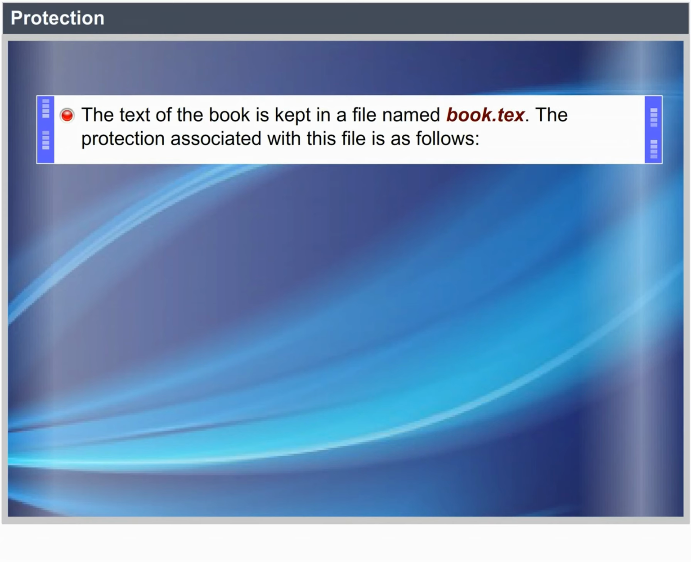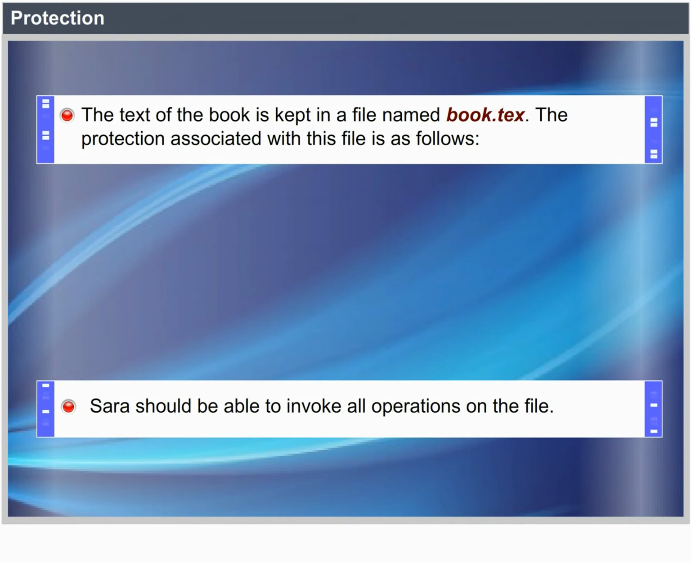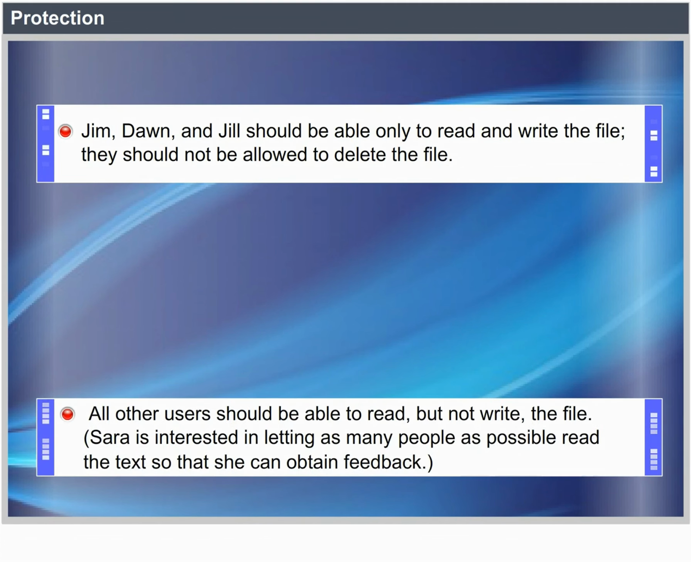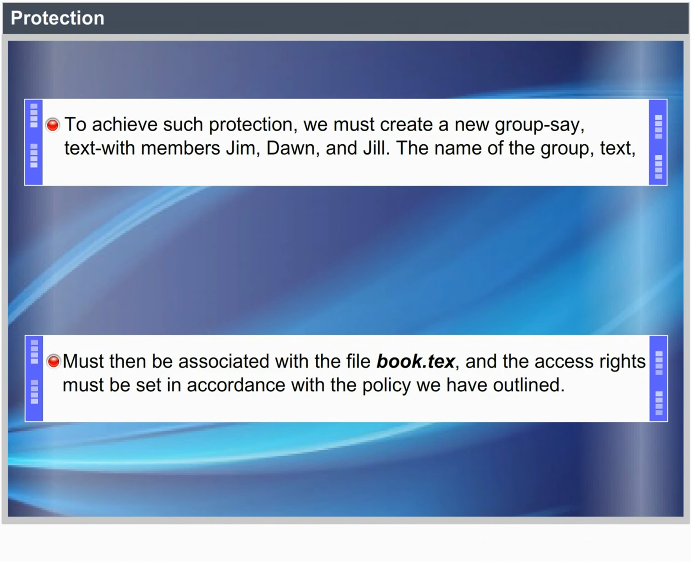Sarah should be able to invoke all operations on the file. Jim, Dawn, and Jill should be able only to read and write the file. They should not be allowed to delete the file. All other users should be able to read but not write the file. Sarah is interested in letting as many people as possible read the text so that she can obtain feedback. To achieve such protection, we must create a new group, say text, with members Jim, Dawn, and Jill. The name of the group, text, must then be associated with the file book.tex, and the access rights must be set in accordance with the policy we have outlined.